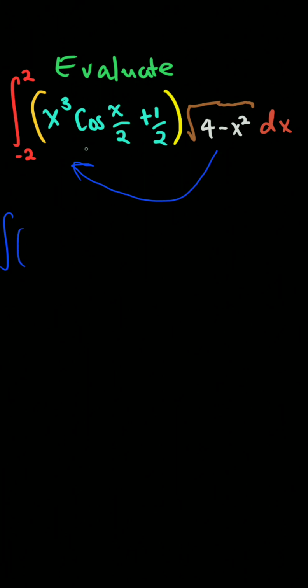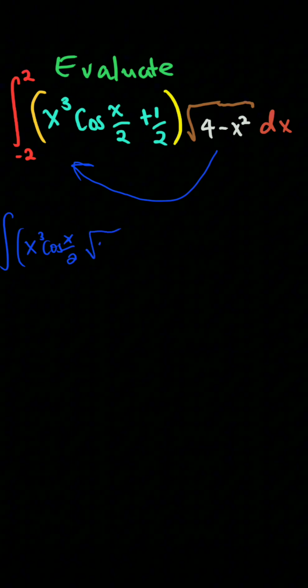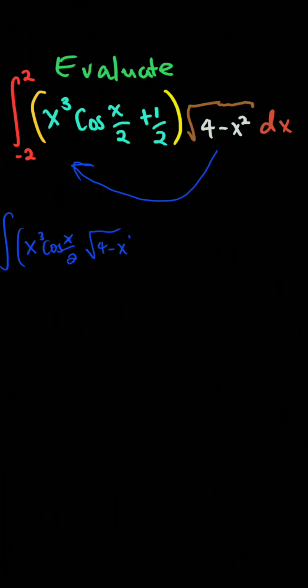to 2 of the first part, which is x to the power 3 cos x over 2, multiplied by the same square root of 4 minus x squared. Then we say plus the other part, which is half, multiplied with the same square root of 4 minus x squared, like that. Then we close there and we say dx. This is integrated with respect to x.